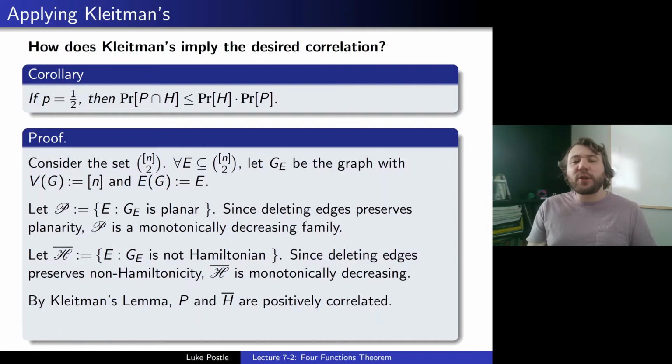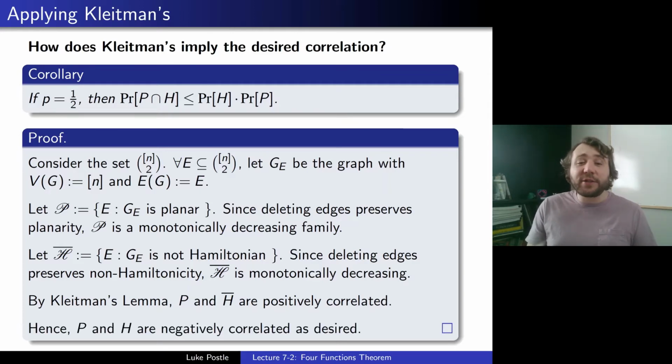And those proportions are precisely the probabilities of the corresponding events in G(n,p), right? So in G(n,1/2), each of the subsets E is equally likely. And so indeed, these are the probabilities we're after for the case p equal to half. And hence P and H are negatively correlated as desired, since P and H bar were positively correlated. So basically, it's a straightforward application of Kleitman's lemma when you realize you can pass to these subsets of the possible pairs and apply those as if they were families.